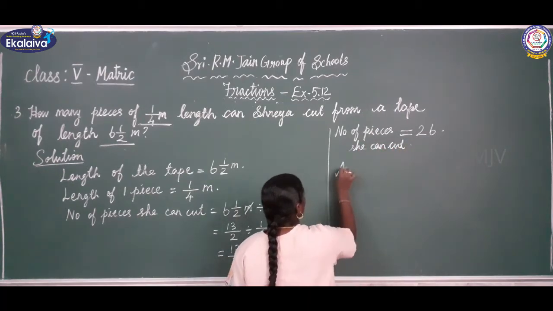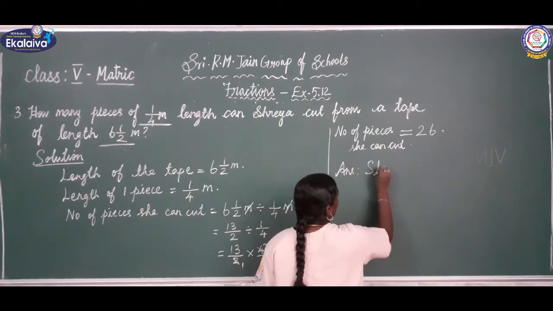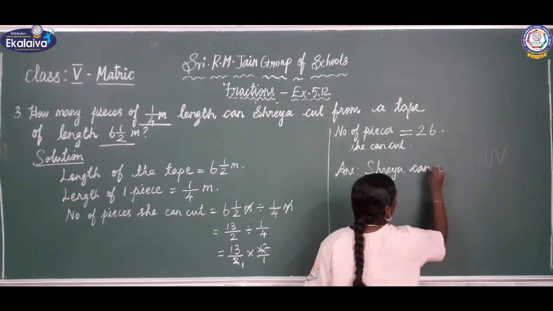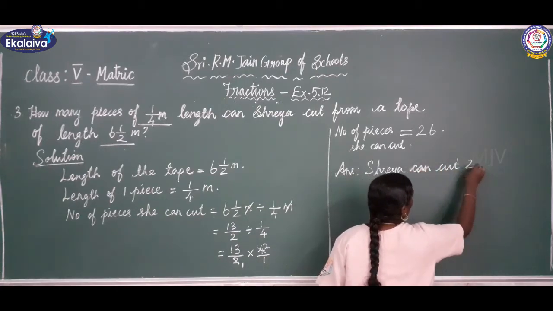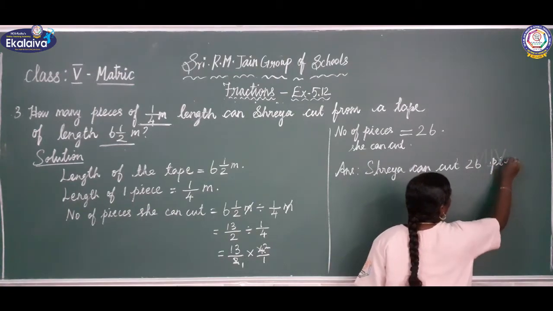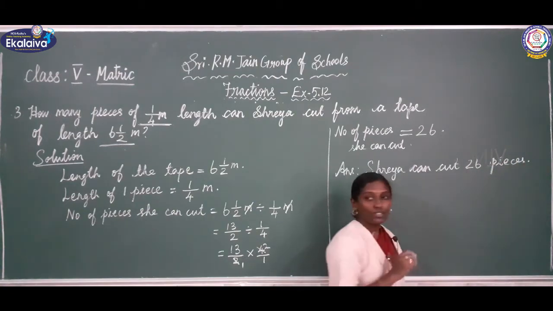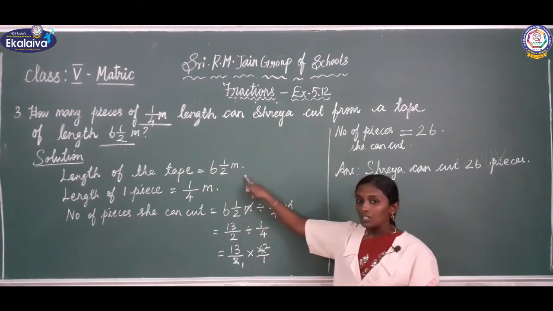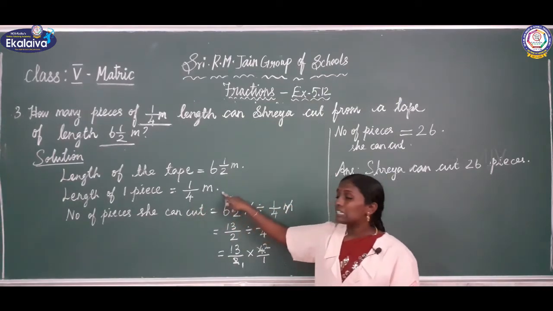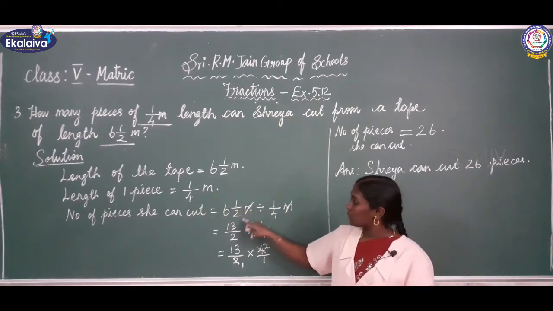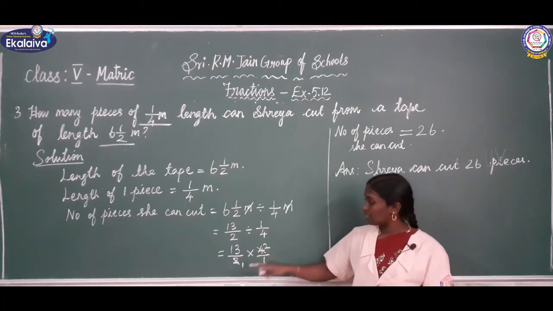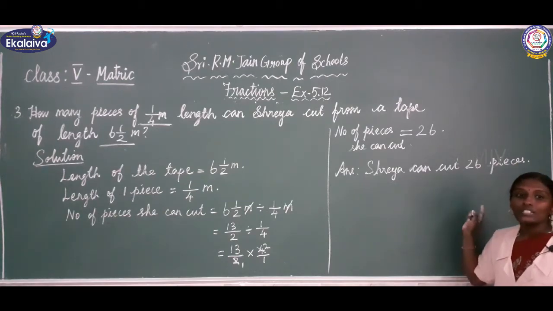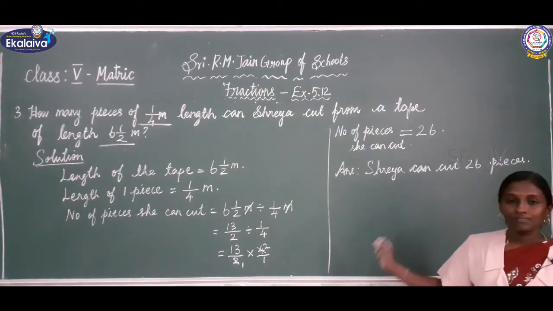Is it clear? So let us write the answer. Shreya can cut 26 pieces. Okay. To find the number of pieces she can cut, we are dividing the length of the tape by the length of one piece. Here 6 1 by 2 meter divided by 1 by 4 meter, we are getting 26. So Shreya can cut 26 pieces. Is it clear, children?